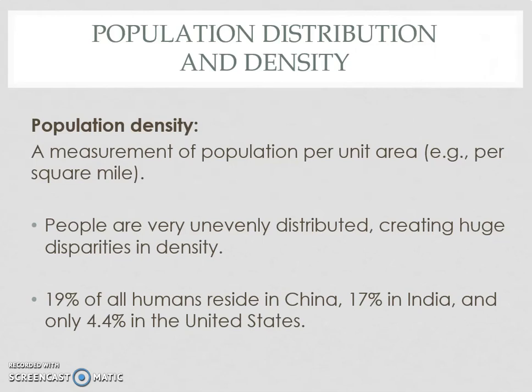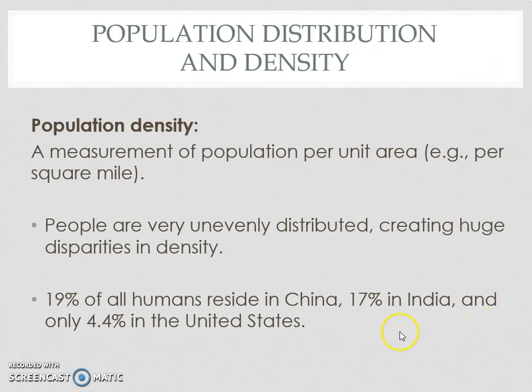19% of all humans reside in China, 17% in India, only 4.4% in the United States. So if you take Geography 105 with the DeBlij book, one of the areas when we get into talking about East Asia, we talk about China has the same amount of land area as the United States, although the land area in the United States tends to be more fertile or arable soils. About 13 million square miles.